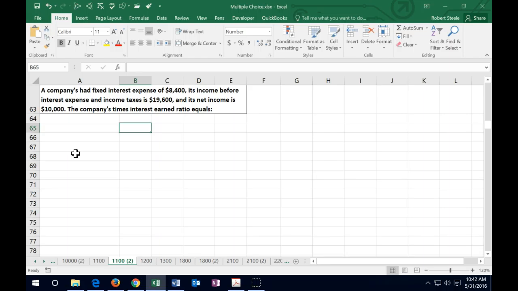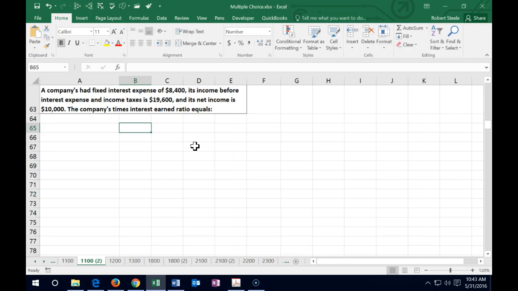So what we would have to do normally is take the net income, or the income before taxes. If we took the net income, we'd have to take out the taxes, and then we would have to take out the interest expense. Then we would have the net income before taxes and interest expense, and we could divide it by this interest expense, $8,400, and see how many times over we could pay that interest expense, being kind of like a security measure for a loan.